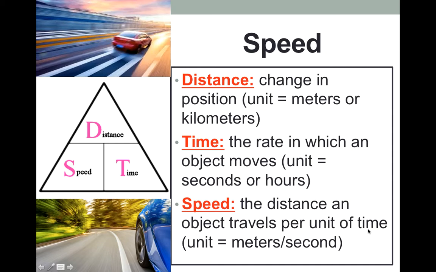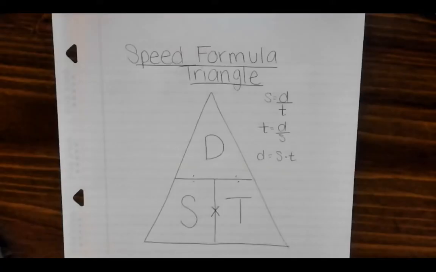You'll probably often think of speed as miles per hour. That is what we use to calculate the speed of a car. How many miles did you go in 1 hour? That is what speed is.